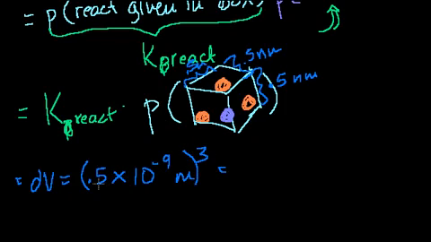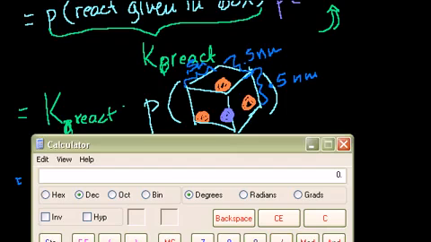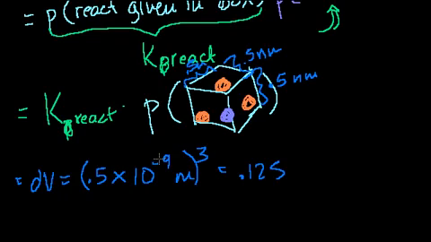So this is equal to 0.5 to the third power. That's what? 0.5 times 0.5 is 0.25 times 0.5 is what? 0.125. I want to do the math right, so let me just make sure I got that right. 0.5 to the third power, right? 0.125 times 10 to the minus 9 to the third power, which is minus 27. 10 to the minus 27 meters cubed. So that's my volume.